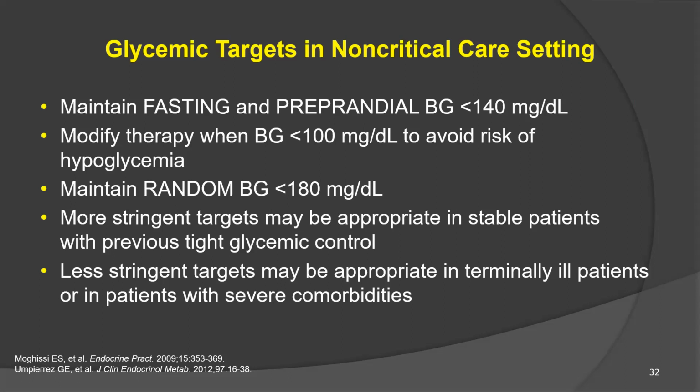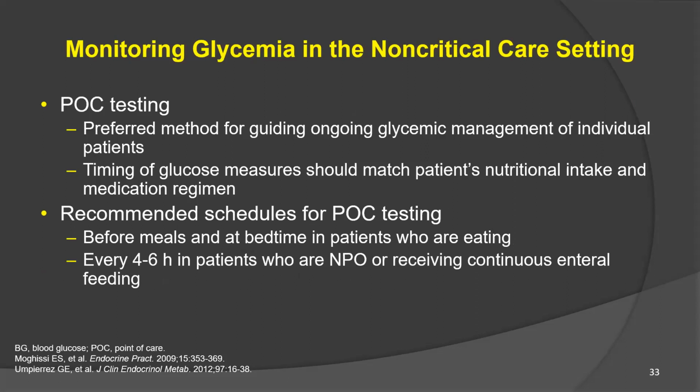You may actually put the patient at risk. But again, you can decide for each individual patient. If the patient is stable, you can go for certain tighter glycemic controls like 110 to 140 or 110 to 180 as described previously. Less stringent targets may be appropriate in terminally ill patients or in patients with severe comorbidities. As I said, sometimes I have to decide, okay, this patient can have a blood glucose target between 200 to 250 rather than less than 180, depending on the terminal illness.